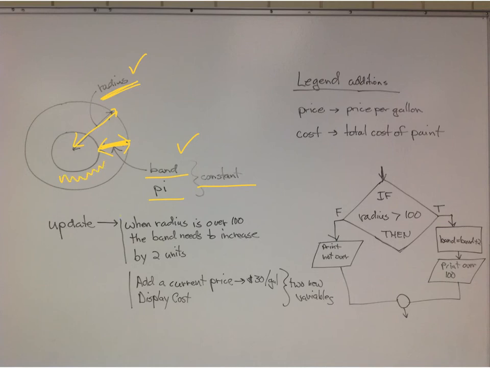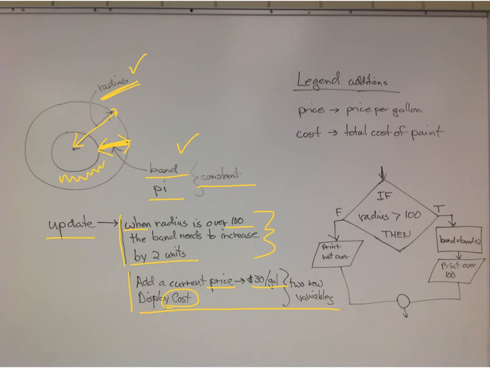Now here's what we want to update the problem with. When the radius is over 100, we want to increase the bandwidth by 2 units. Okay? And then also, even though we didn't get to this in the programming part, the price is $30 a gallon, so we'd like to calculate the cost.